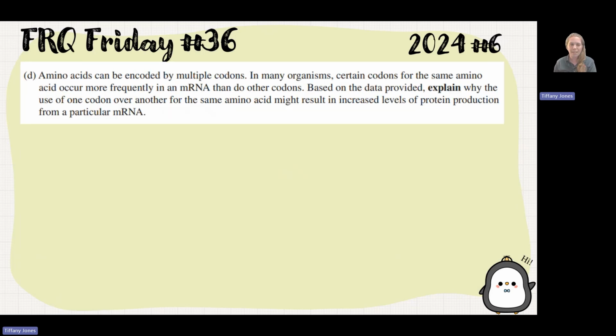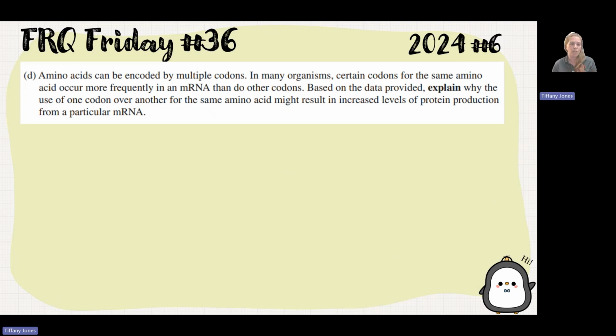So part D. Amino acids can be encoded by multiple codons. In many organisms, certain codons for the same amino acid occur more frequently in an mRNA than do other codons. Based on the data provided, explain why the use of one codon over another for the same amino acid might result in increased levels of protein production from a particular mRNA. So as you remember, there was that wobble. Sometimes we see that there is variation where you can have different codons that code for the same amino acid.